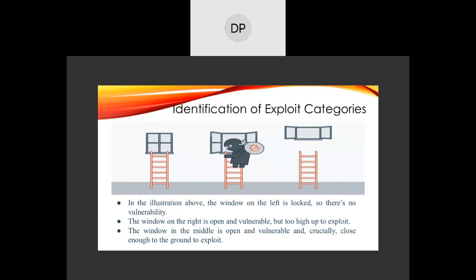That means this hacker has no knowledge to exploit this vulnerability. Then we can say, okay, this vulnerability exists, but his knowledge is not up to that standard to exploit it. So here the vulnerability exists, here the hacker is exploiting it, here the hacker is not. So the window on the left is locked. The window on the right is open and vulnerable, but too high up to exploit. And the window in the middle is open and vulnerable, and crucially, close enough to the ground to exploit.